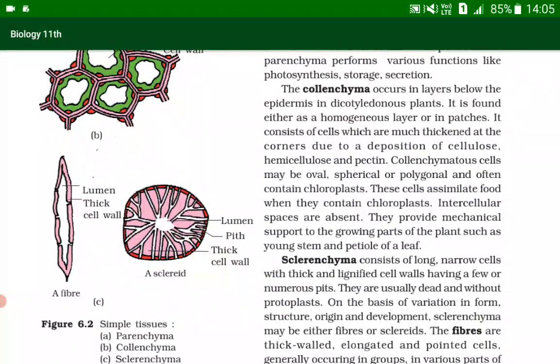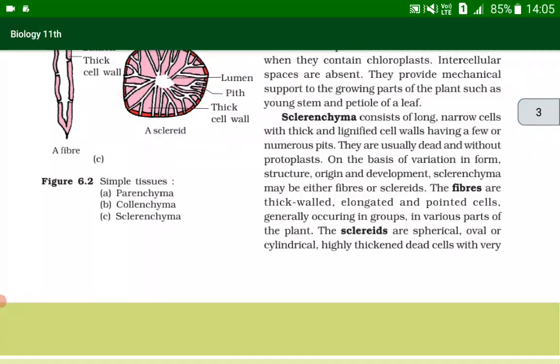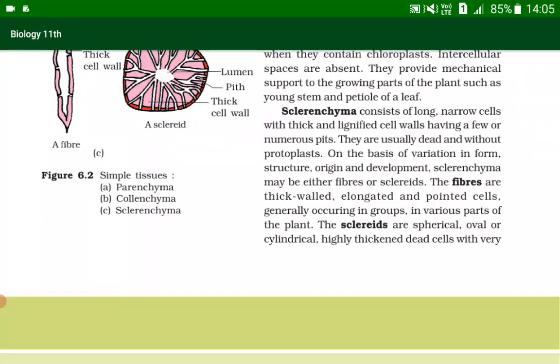Intercellular spaces are absent. They provide mechanical support to the growing parts of the plant such as young stem and petiole of a leaf. Sclerenchyma consists of long narrow cells with thick and lignified cell walls having a few or numerous pits. They are usually dead and without protoplast.